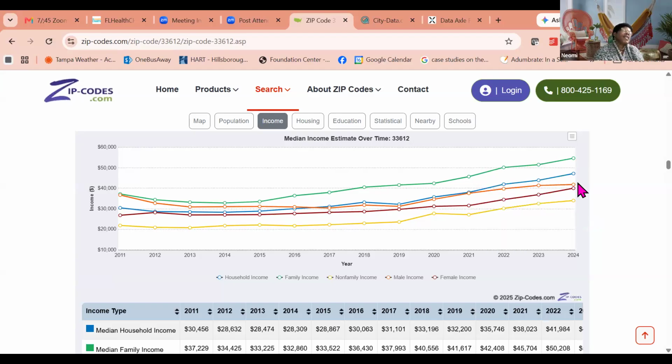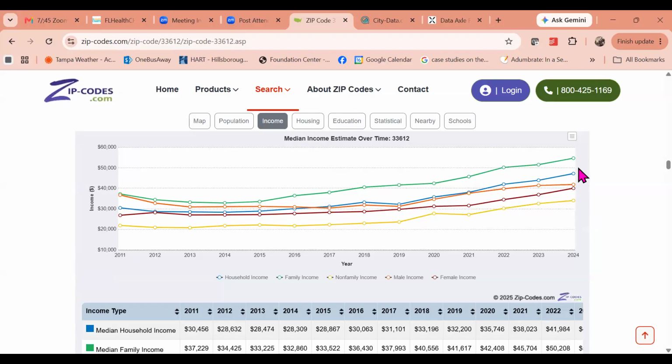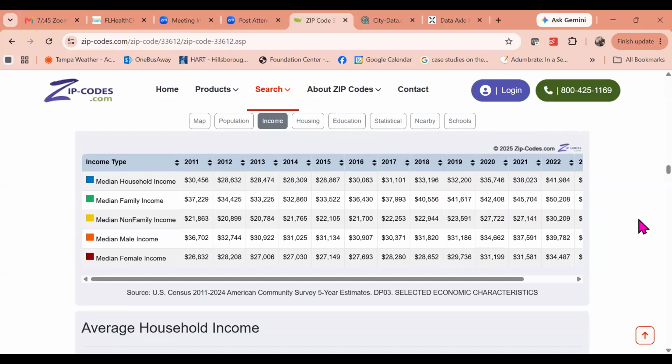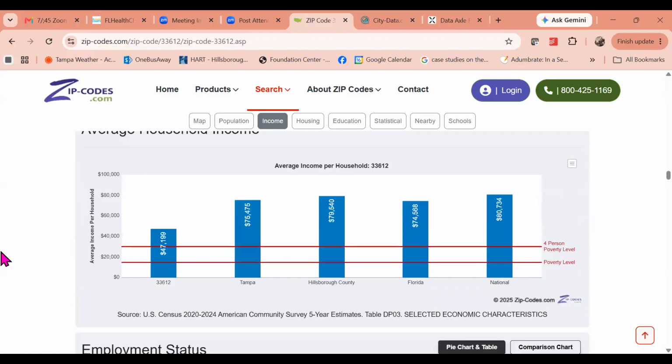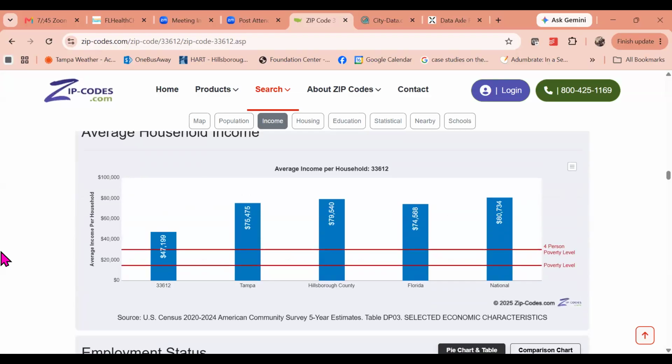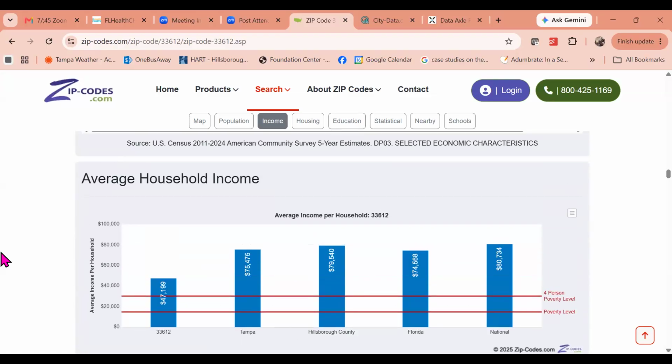So you see, income is going up in your neighborhood. That's a good thing. And then we could break down median household income, median family income. Do you see what kind of information we have here? The average person in your neighborhood would not be able to give you all this information. Then we could break down average household income.